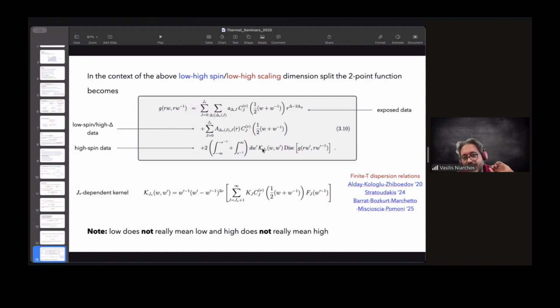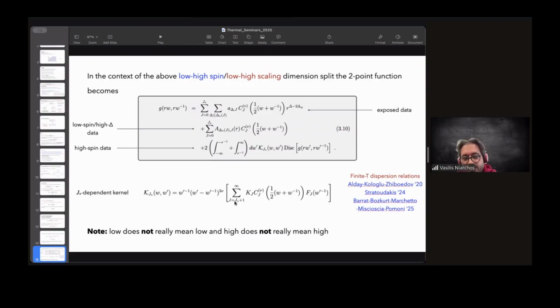So again, let me put it in another way. It is possible, as you know, and people here in the audience have written papers about this, it is possible to express the whole G in terms of an integral over the discontinuity in terms of a kernel that is space-time independent. But now I'm doing a subtracted version of this where I'm subtracting the low spin part and I'm trying to write the rest as a modified kernel that depends on J star and also the scaling, the space-time dimension, multiplied by the discontinuity. And the J star dependent kernel looks like this.